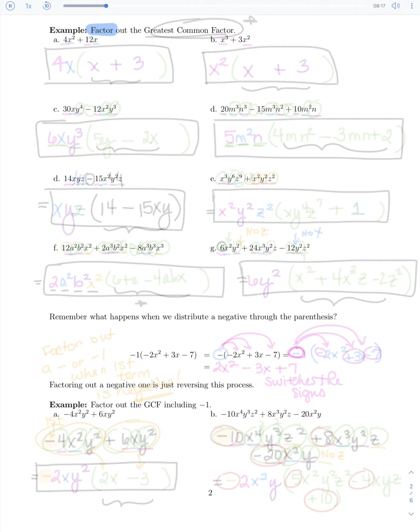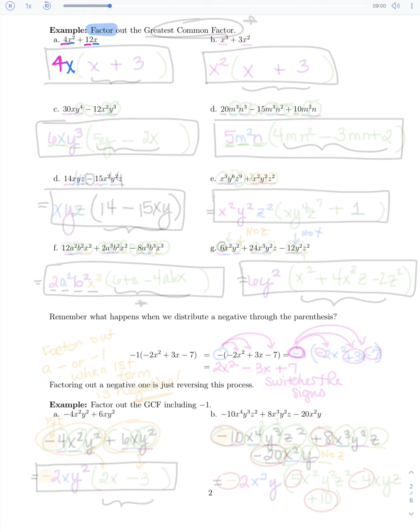Well, if you look at this first one on the next page, we've got a 4x squared and a 12x. Well, first of all, if I just look at the 4 and the 12, they're both divisible by 4. So I can factor out a 4 to begin with. Also, I will pull out my 4, but if I look at the x's, I've got an x squared and an x. That means both terms have at least one x in them, so I can pull out at least one x from each and every piece.